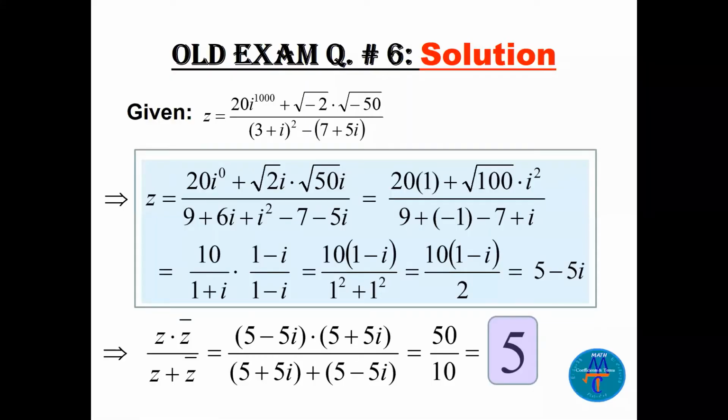Now let's look at the solution of question number 6. We have here 20 i to the power 1000 divided by 4, and the remainder is 0. So this is i to the power 0, which is 1, you see here, 20 times 1. Here never multiply the roots directly because these are complex numbers. For this one you have to take i outside, square root of 2. This is square root of 50, take i outside. i and i is i squared. Now you can multiply square root of 2 by square root of 50, which is square root of 100.